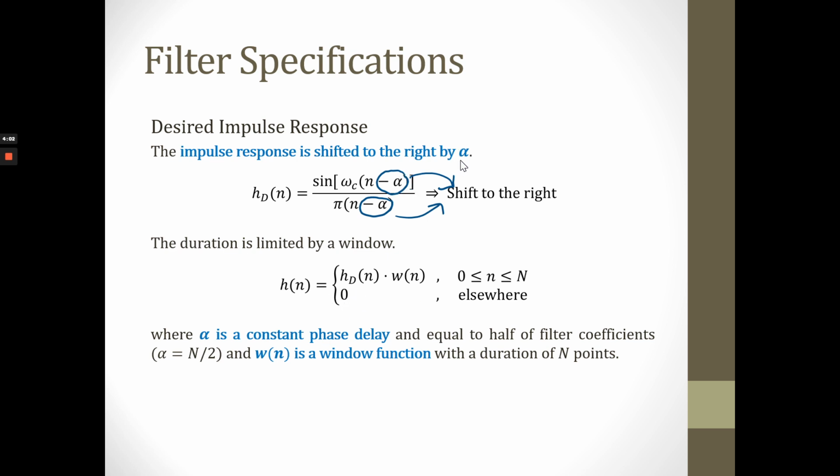Alpha is a constant phase delay and equal to half of the filter coefficients, where alpha is equal to N divided by 2. And w[n] is a window function with a duration of N points.